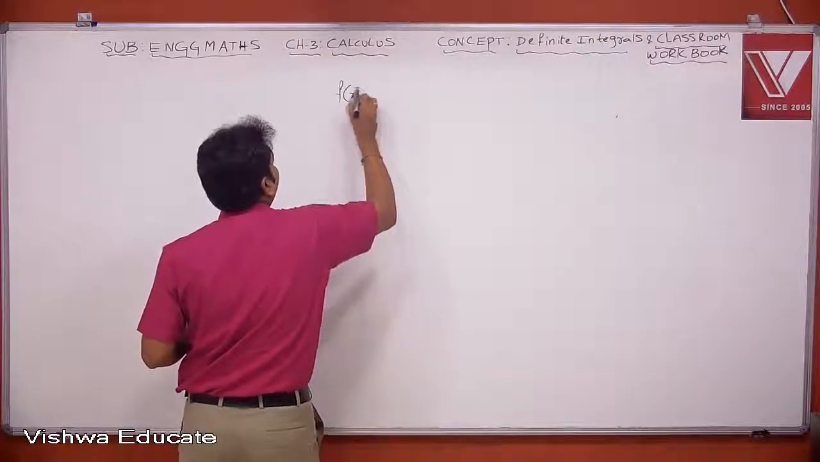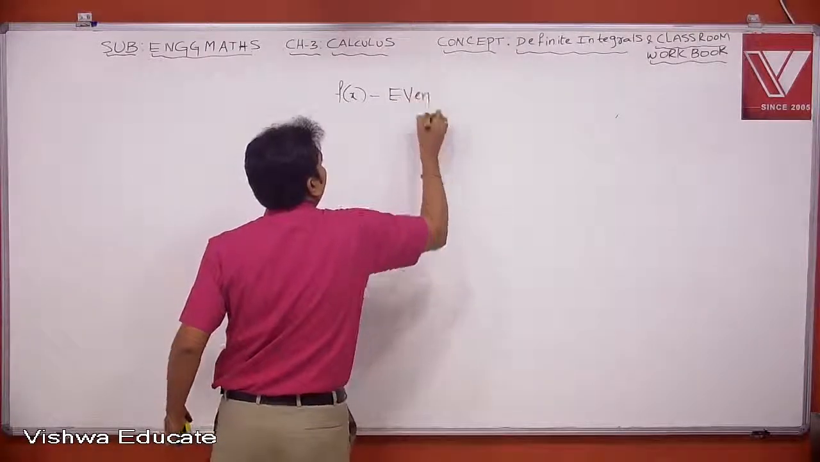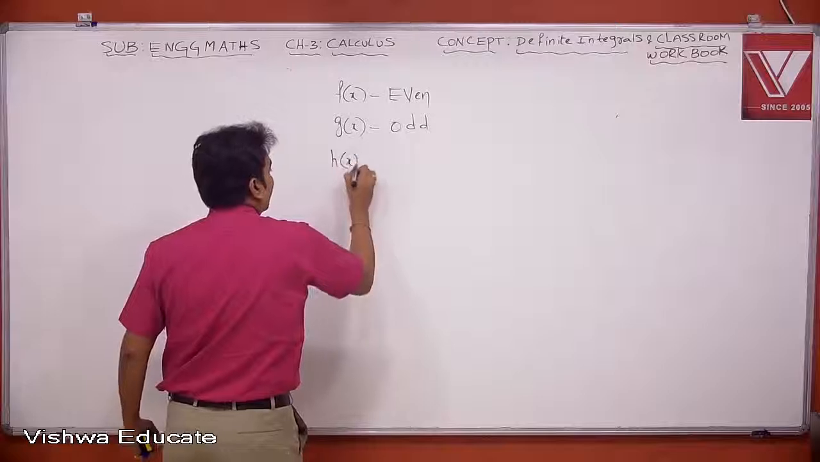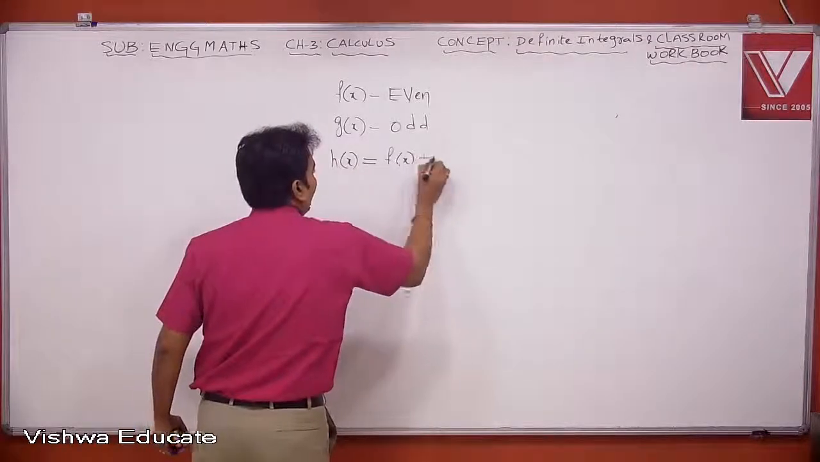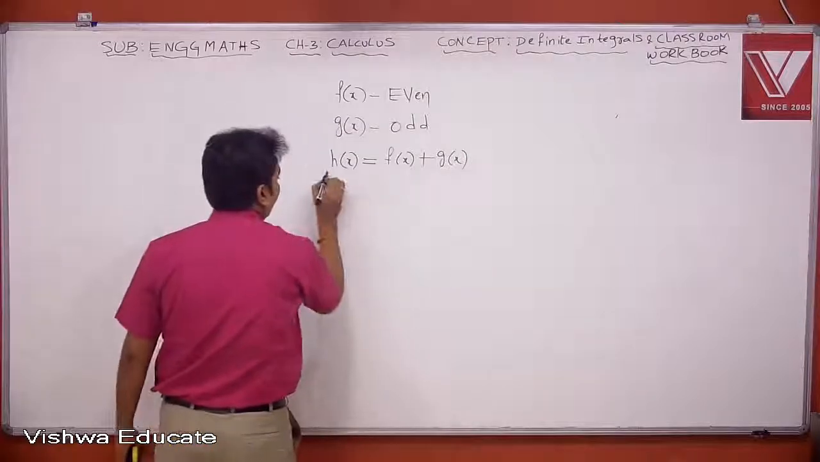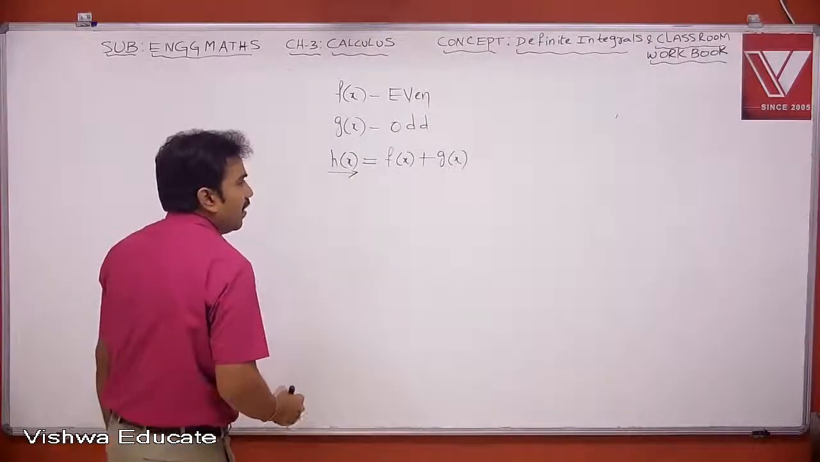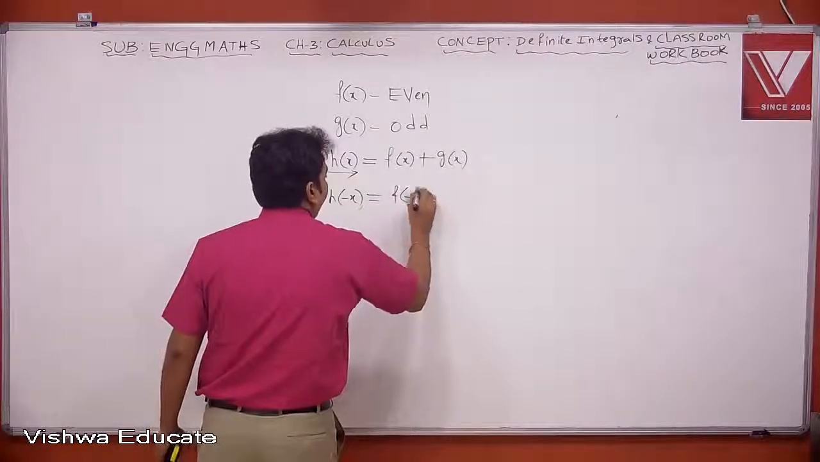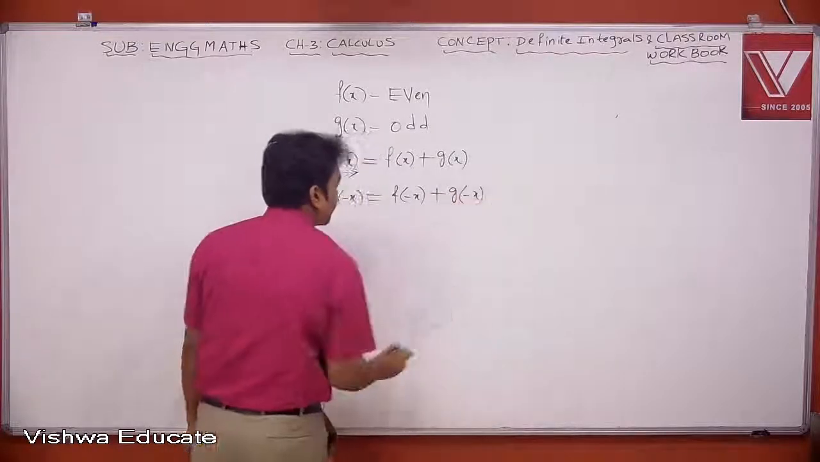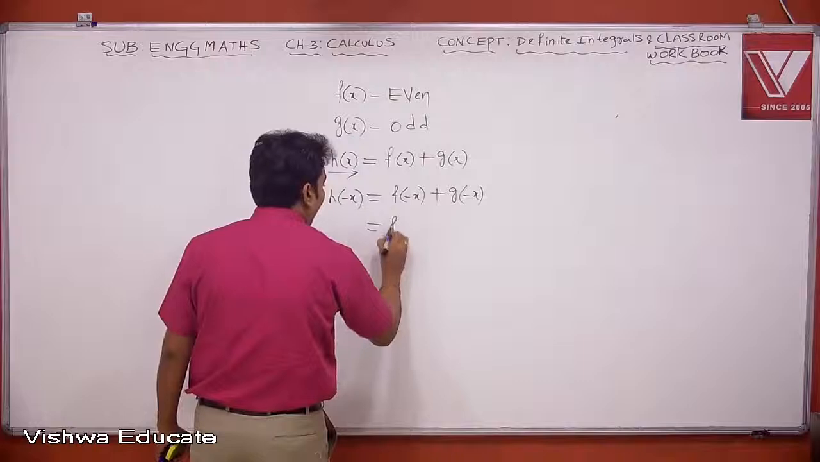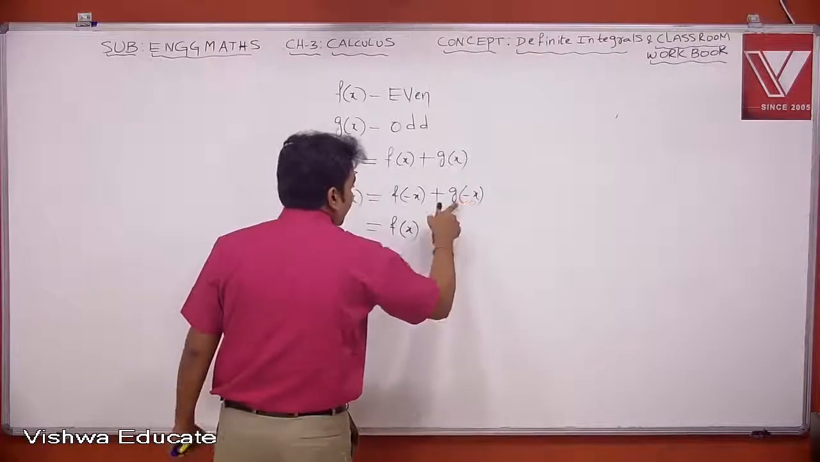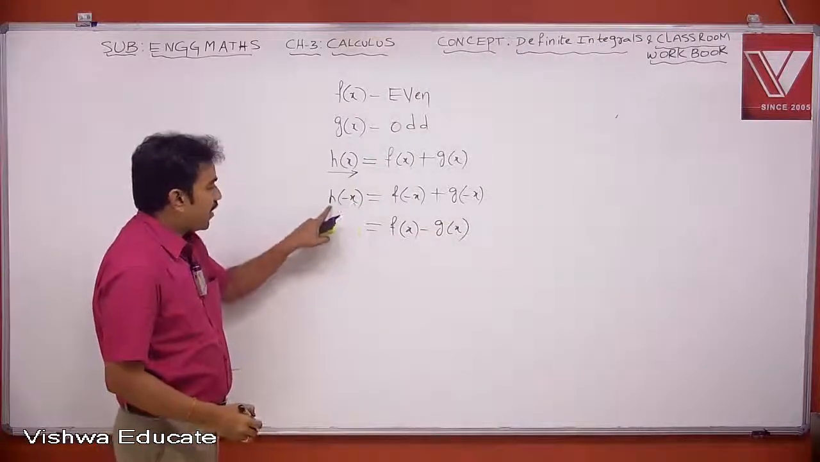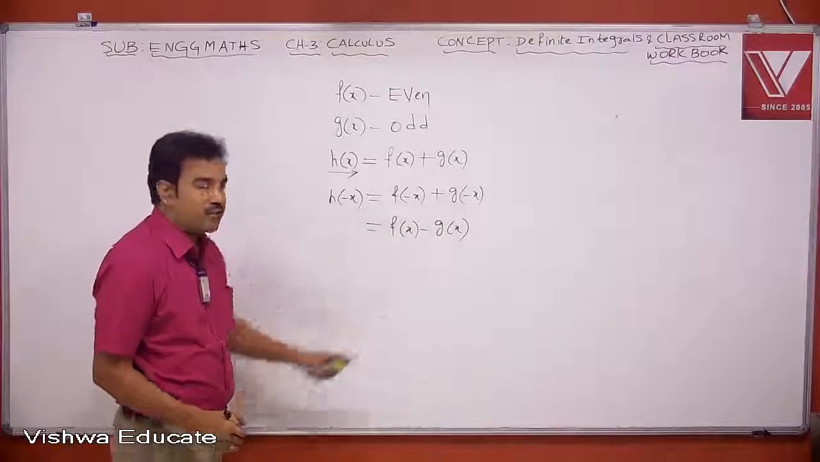So suppose f of x is an even function. g of x is an odd function. Add these two, call the resultant function as h of x. So h of x is f of x plus g of x. So let us know about h of x. So replace x by minus x. h of minus x is f of minus x plus g of minus x. Here f is an even function, so f of minus x is f of x. g is an odd function, so g of minus x is minus g of x. So when you replace x by minus x, we get f of x minus g of x.